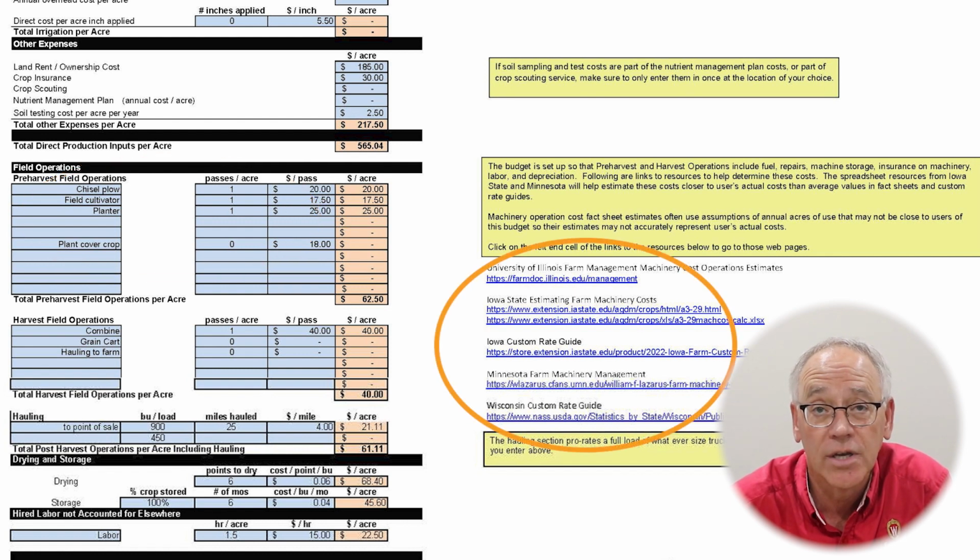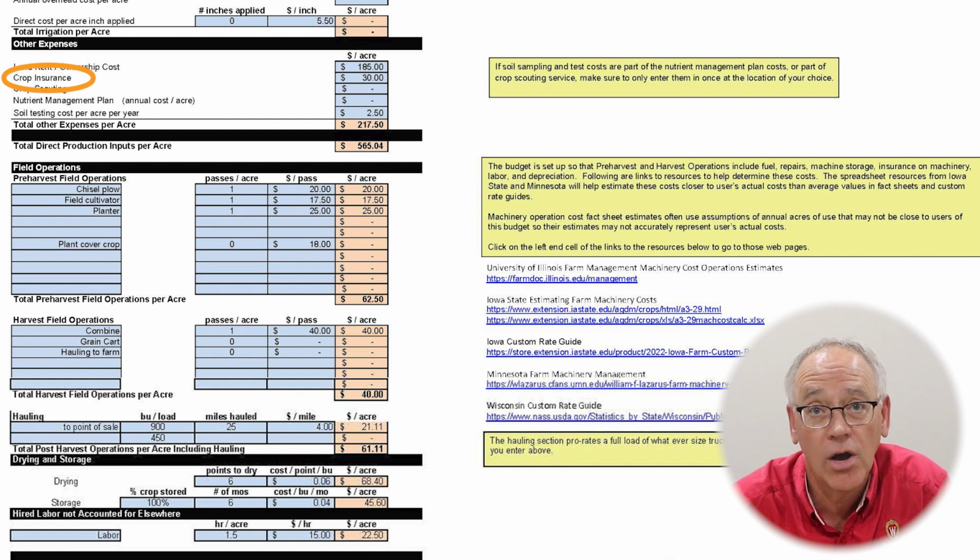We suggest using a custom rate guide if you don't have an enterprise budget for everything on your farm. One caution is that the custom rate guide many times will include depreciation, which would be considered the fixed cost. You can adjust these numbers to see how they fit with your operation. If you have just your repairs, your fuel costs, your operator costs, etc. for your machinery, that can be included in that specific line.